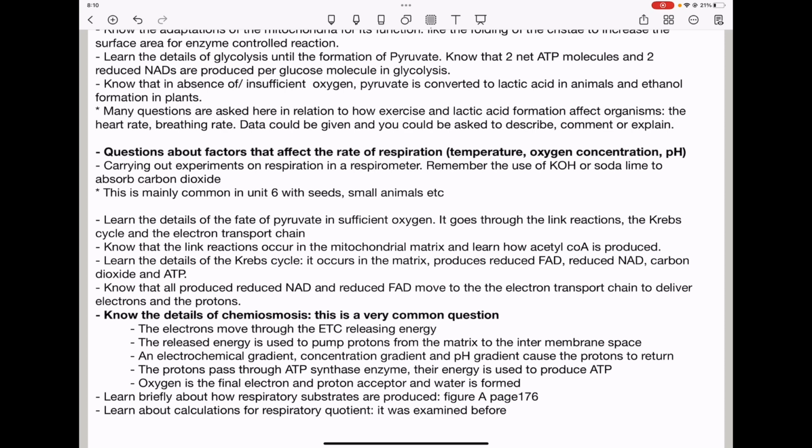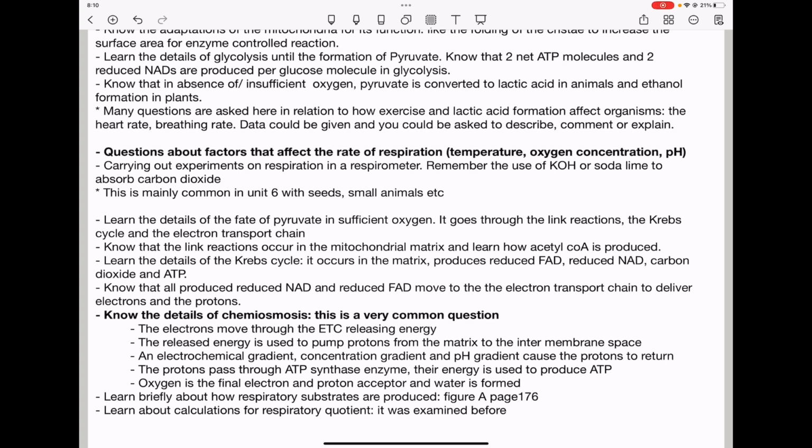You need to learn the details of the fate of pyruvate in sufficient oxygen, meaning if aerobic respiration is to take place. You need to know that it goes through the link reactions, the Krebs cycle, and as well as the electron transport chain. You need to know that the link reactions occur in the mitochondrial matrix and learn how acetyl-CoA is produced. You need to learn the details of the Krebs cycle, and you know that it occurs in the matrix. It produces reduced FAD, reduced NAD, carbon dioxide, ATP, and so on.